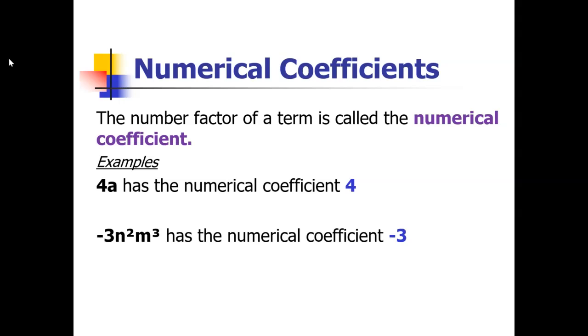Negative 3n squared m cubed. In this one, n squared and m cubed are variables. Negative 3 is the numerical coefficient. When you have no number in the front of the letter, you have to imagine a 1 in the front. In this case, because of the negative sign, my numerical coefficient will be negative 1.